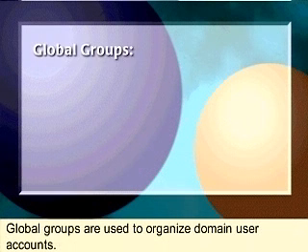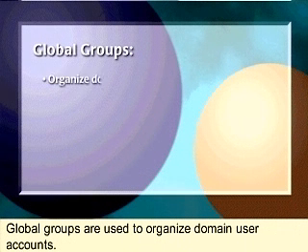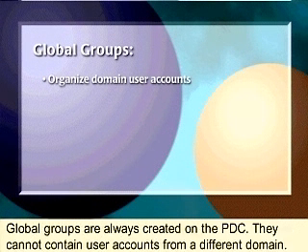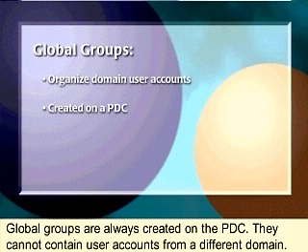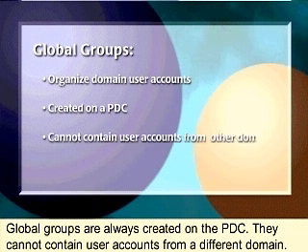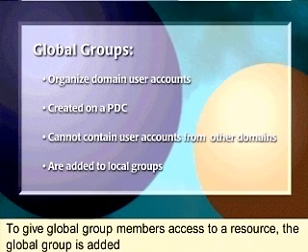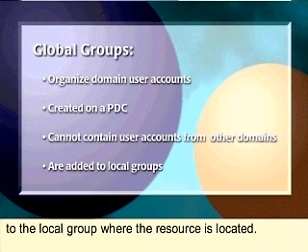Global groups are used to organize domain user accounts. They provide a way to give users in one domain access to resources in another domain. Global groups are always created on the PDC. They cannot contain user accounts from a different domain. To give global group members access to a resource, the global group is added to the local group where the resource is located.